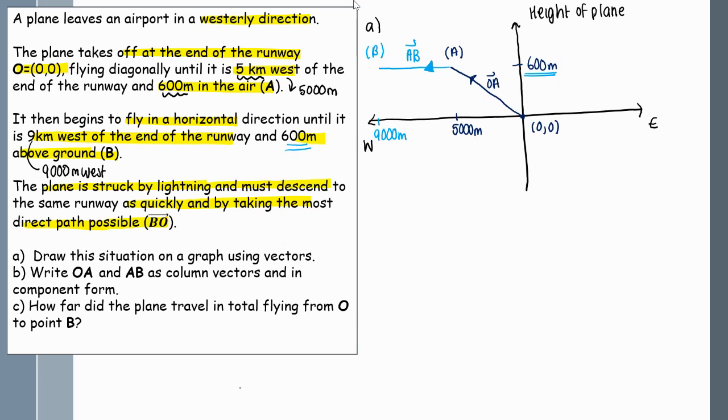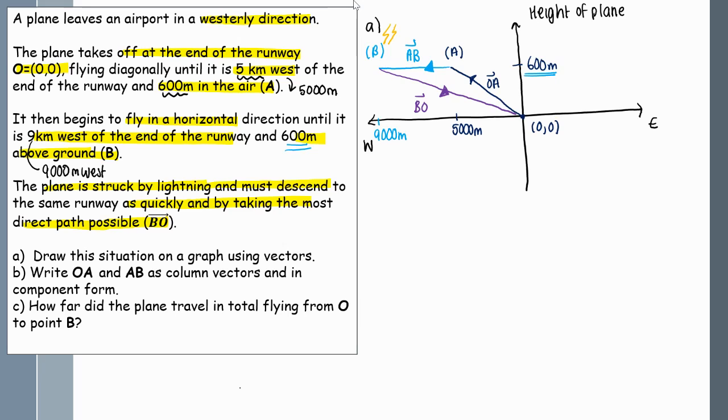At the last part of its journey, the plane turns around and heads back to the origin as fast as it can after being struck by lightning. So it goes the most direct path from B to O, and you'll find that's a straight, again, kind of diagonal line. This is called BO because the plane is flying from point B back to point O.